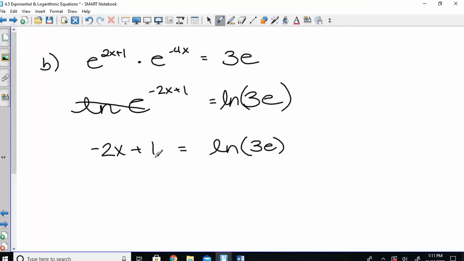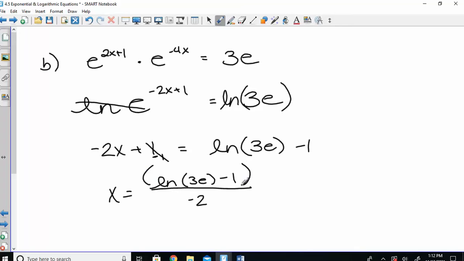Then what do we need to do to get x by itself? Subtract our 1. And then we will divide by negative 2. Now, when you put this in, you need to be careful, because the top of my fraction is 2 terms. You need to add an extra set of parentheses around the entire numerator. So we have parentheses, natural log 3e.